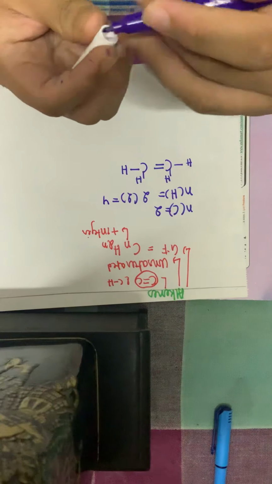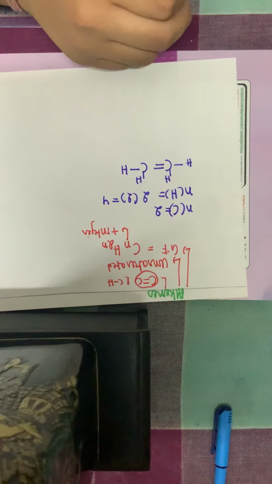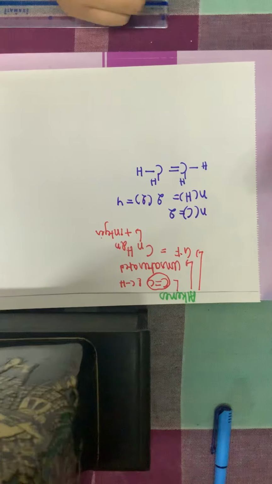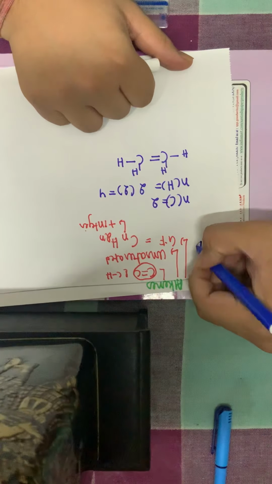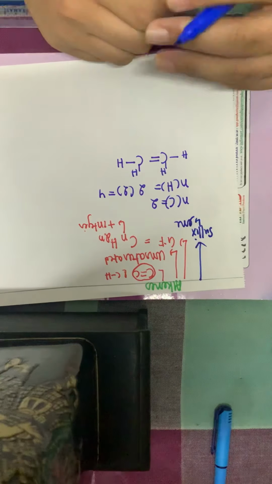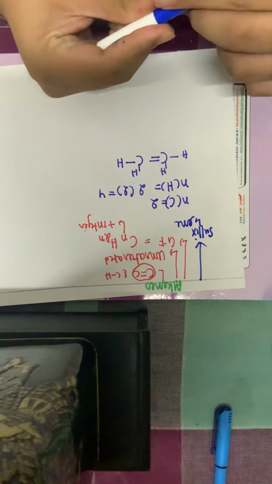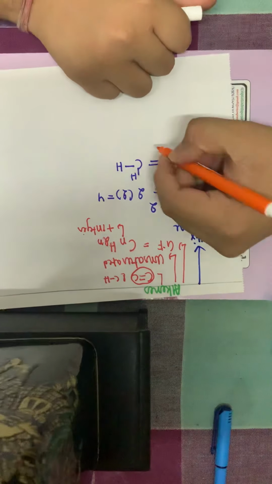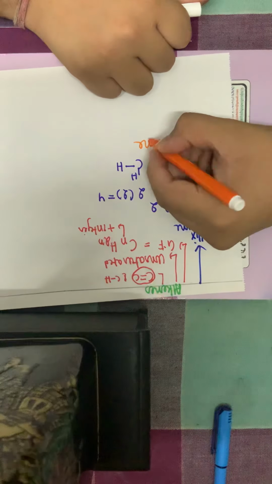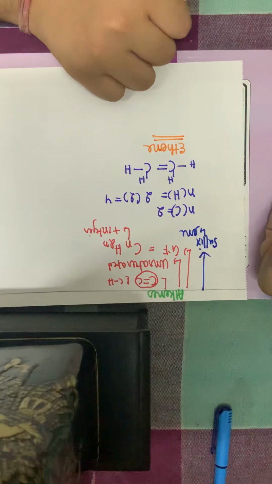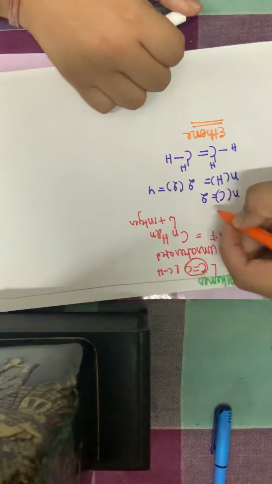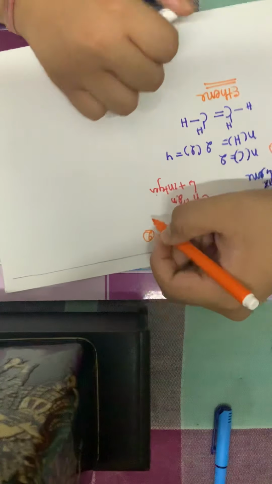Now for naming, we will follow the same rule except for one exception from alkane. In alkane we named it eth, meth based on the number of carbons, and the suffix was ane. Here the suffix which we will use is ene instead of ane, and ene will prove that it is an alkene. So the best way to name it: how many carbons? 2. For 2 we use eth, and instead of ane we write ene. So ethene is the name of the compound.